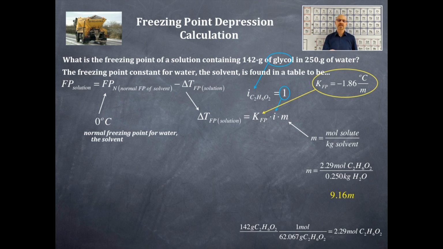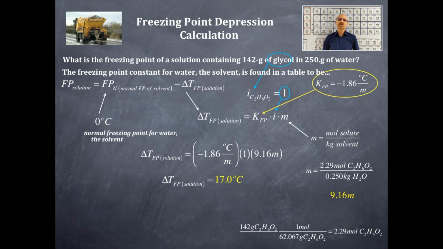So I'm going to plug in all these numbers, that is the constant, the Van Hoff factor, and the molality, and I'm going to multiply them all and get the change in temperature of the freezing point. So there it is. The change in temperature of the freezing point is the constant. That's negative 1.86 degrees Celsius per molal. The 1 for the Van Hoff factor, there are no units on that. It is an infinite number of significant figures because it is a counting number. And 9.16 molal for the molality of this solution. Okay, I'm going to get a number of 17.0 degrees Celsius.